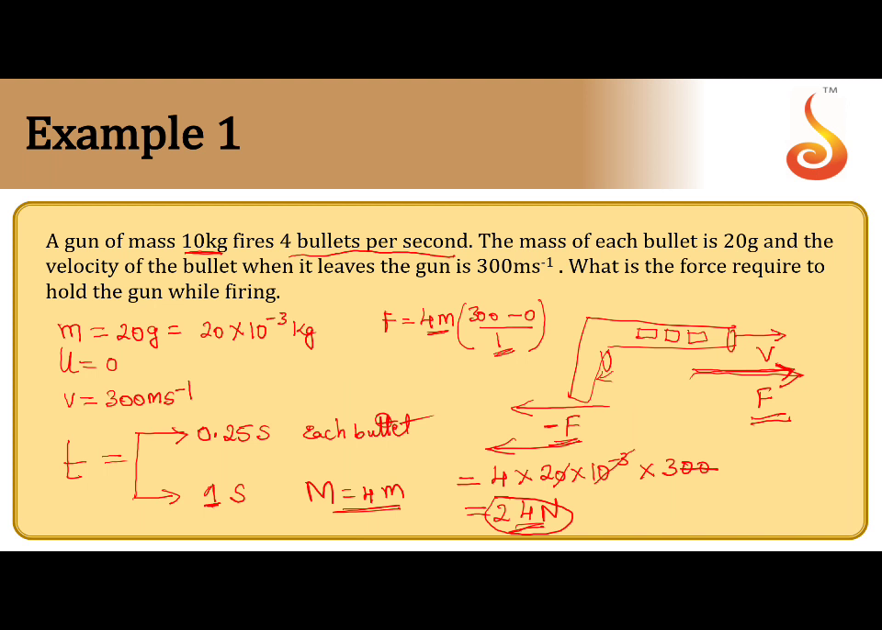So to do this, the bullet was initially at rest. We found what is its final velocity. So while doing so, 4 bullets are coming out in 1 second. So when I take time to be equal to 1 second, I'll take the mass of 4 bullets. By substituting here, I get the force with which the bullet comes out. The gun will recoil with the same velocity. Sorry, the same force.